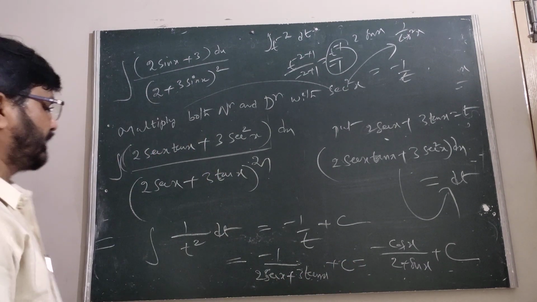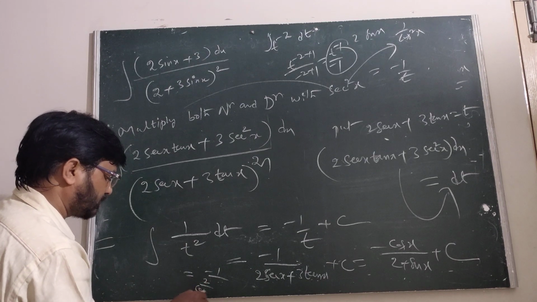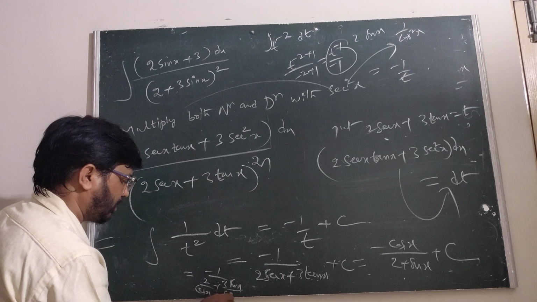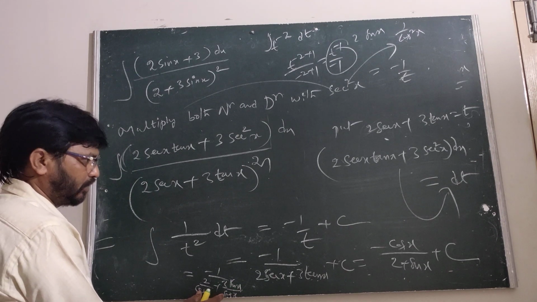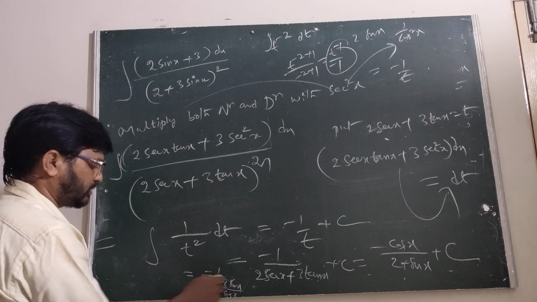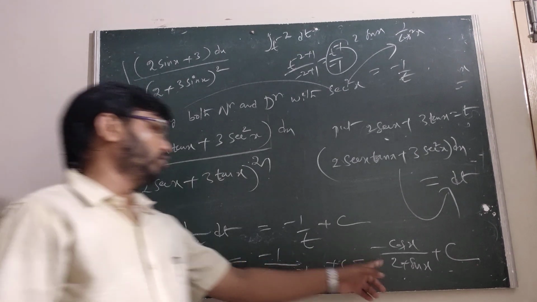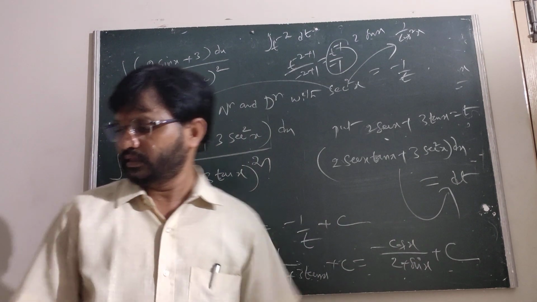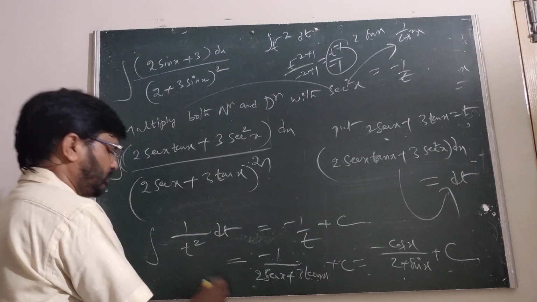We can write the secant x is minus 1 upon 2 by cos x plus 3 into sin of x by cos of x. Therefore, LCM is the cos x. Therefore, minus of cos x upon 2 plus sin x. Here the cos x is the LCM, that is sending to the numerator. Therefore, this is the answer.